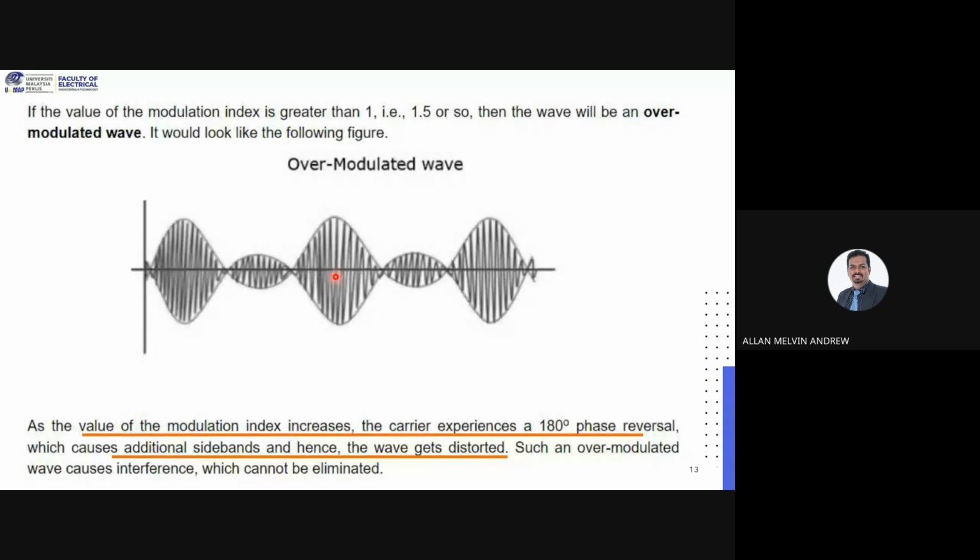Imagine you are trying to talk to your parents over a phone. You are saying A, they are hearing D. It will create a lot of confusion and also problems. So we as engineers need to eliminate this kind of problem, the over modulated wave.